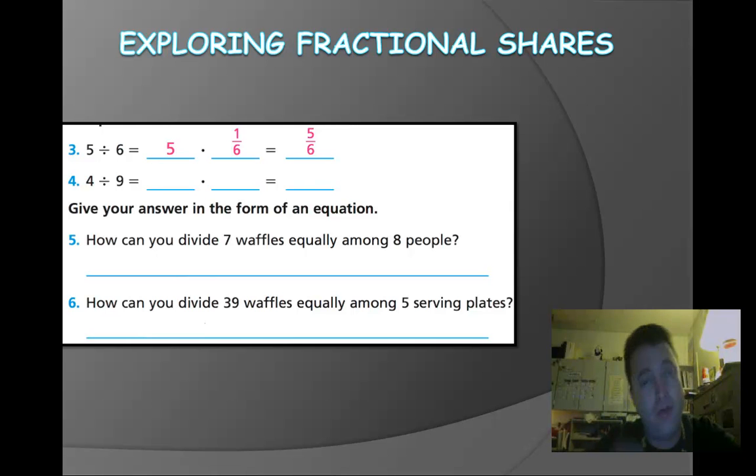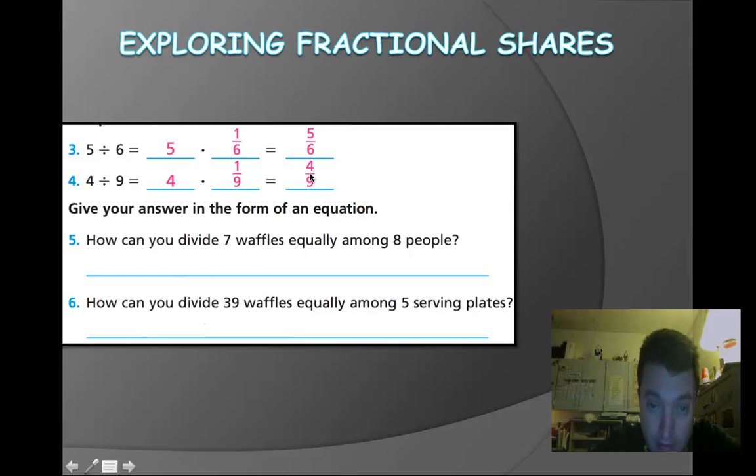Now here, think about this. If you're wondering how you do that, let's take a look at this line right here. What does this line mean? It means division. 5 divided by 6. That's where we started right here. So, pause for a minute and see if you can think about what's going to go in those blanks below, and then I'll go through it with you. Okay, here's the solution. 4 divided by 9 is the same as 4 times 1/9, or 4/9.